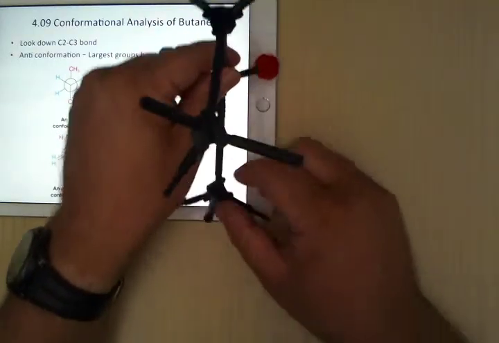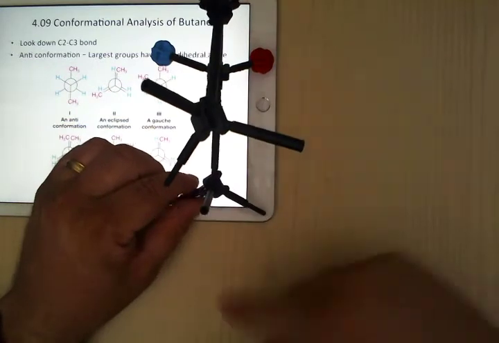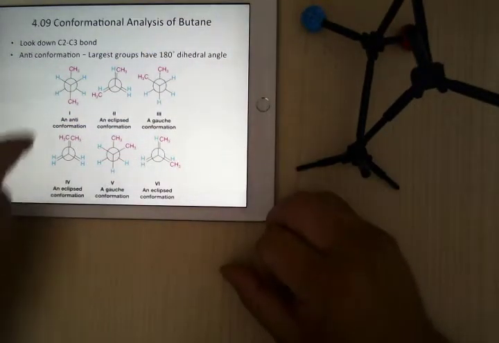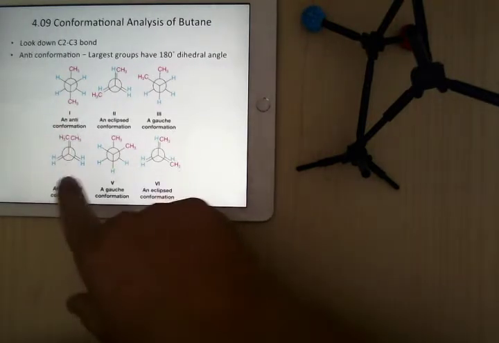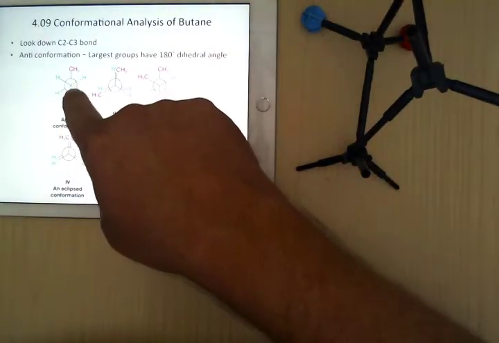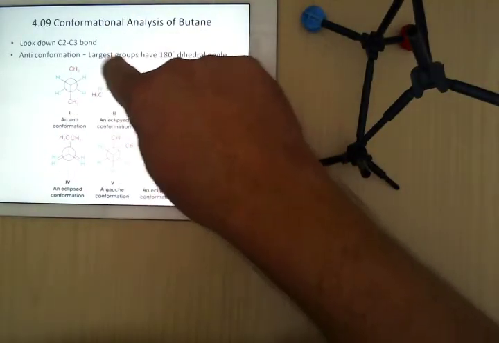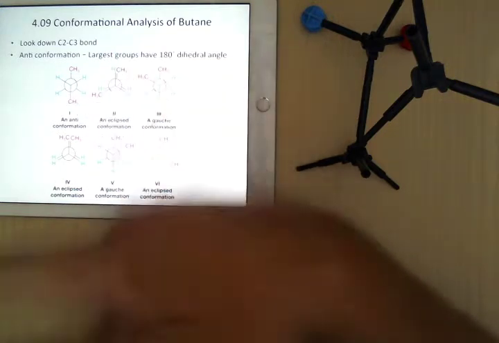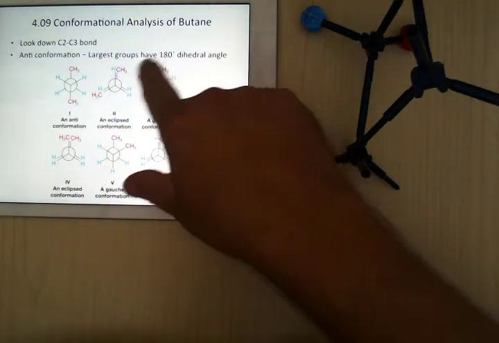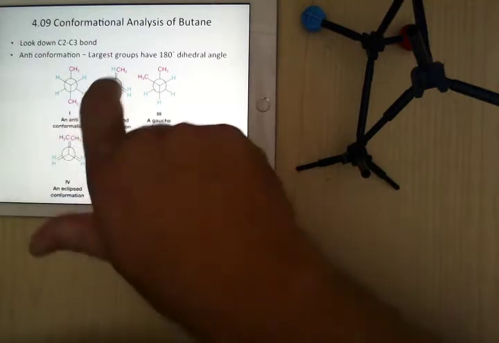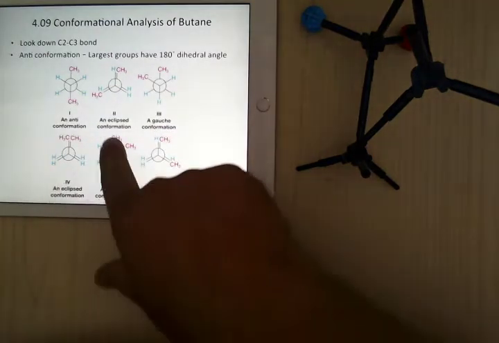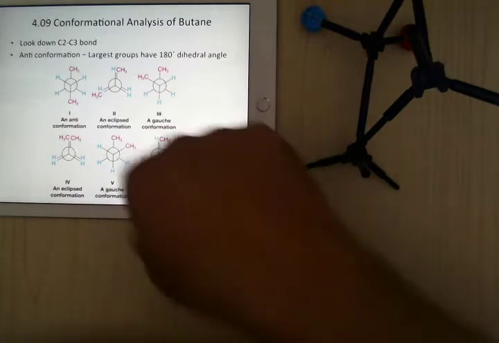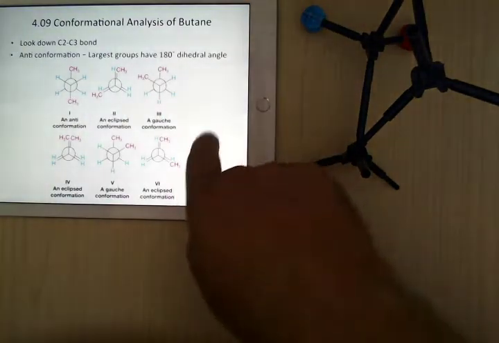And this is the worst, okay, when the big groups are eclipsed with each other. They're feeling each other right here. This version here, that is the worst, when the big groups are together. So here we start at the anti, and then rotate to eclipsed. You would just add up those 3 interactions if you want to get the energy. Here we have a gauche interaction. When you move them together, that's eclipsed. It's a really bad eclipse because you have 2 methyls. And then go back to a gauche, and then eclipsed, and then you go back to an anti, and then you can keep rotating around.